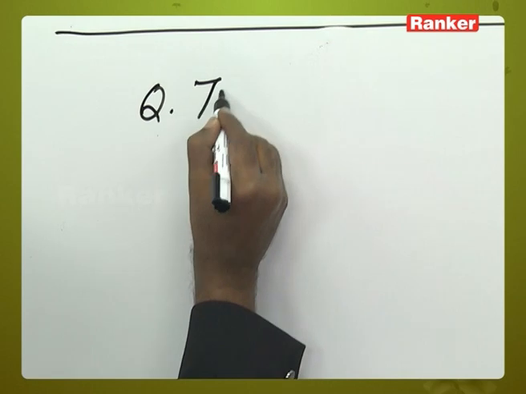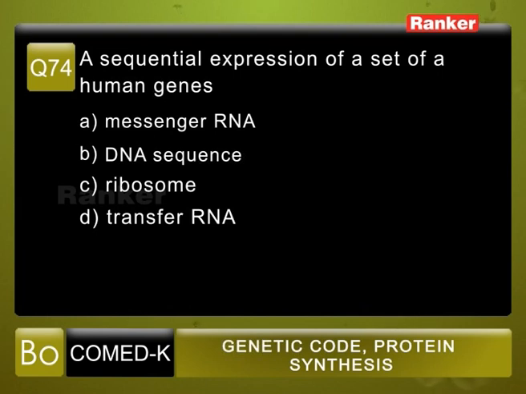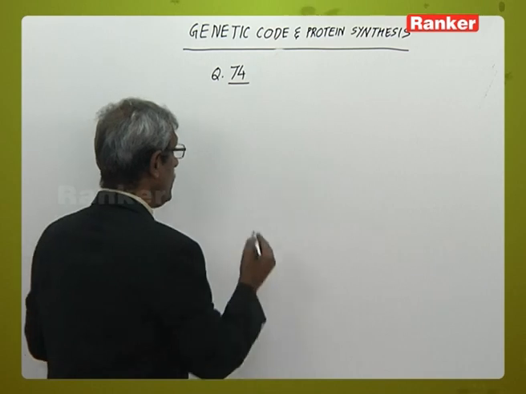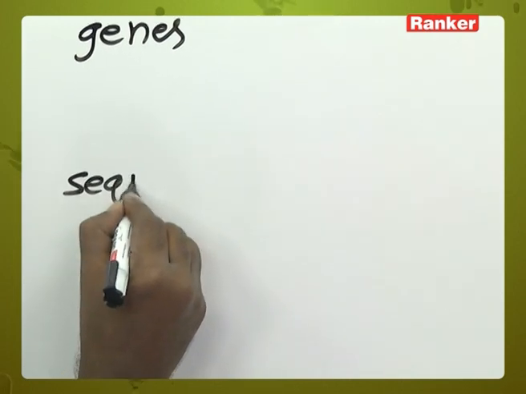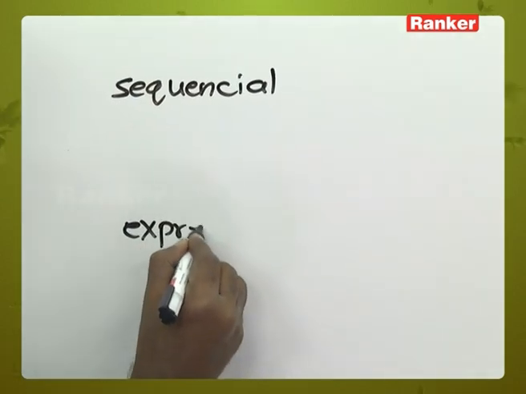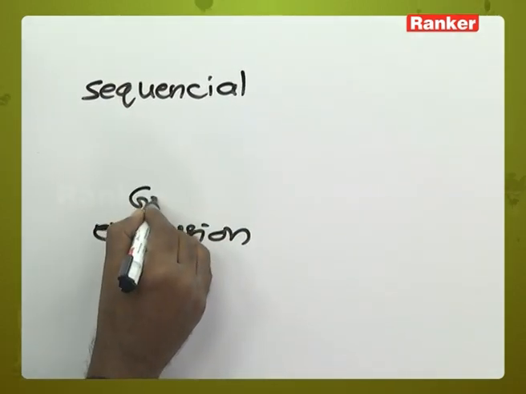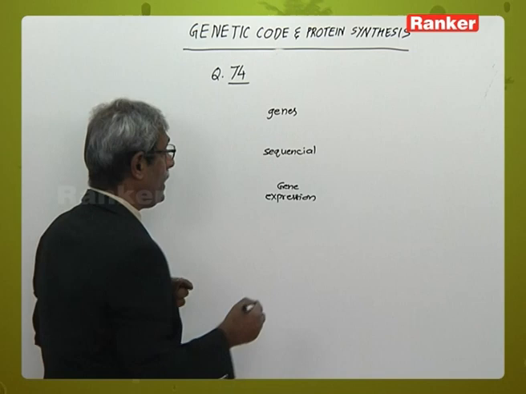Question number 74. A sequential expression of a set of human genes is A, messenger RNA, B, DNA sequence, C, ribosomes, D, transfer RNA. Whenever you have genes and you are looking at sequential expression, that is, we are dealing with gene expression. Gene expression, which is sequential, is determined by the DNA sequence.